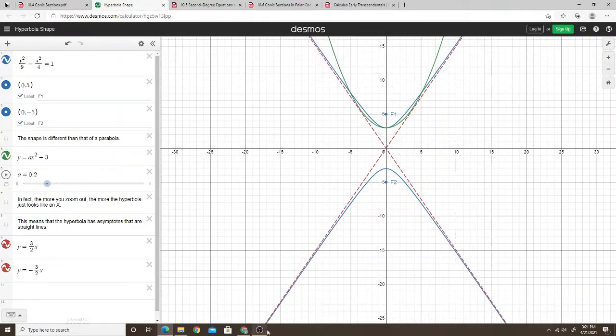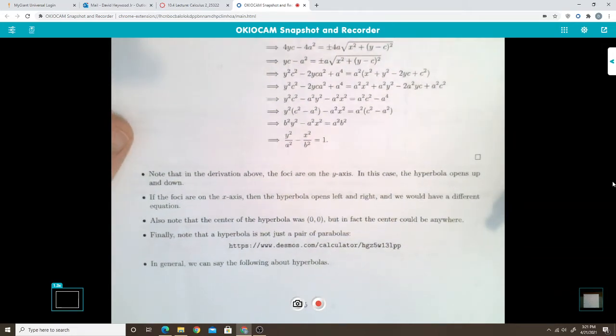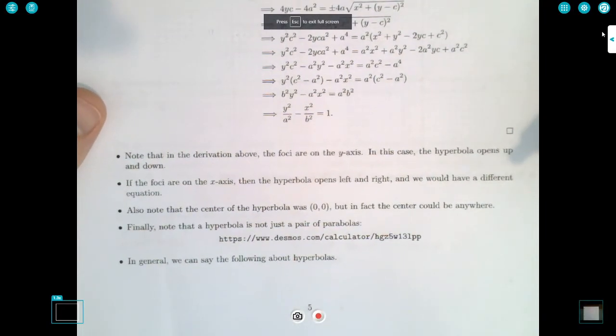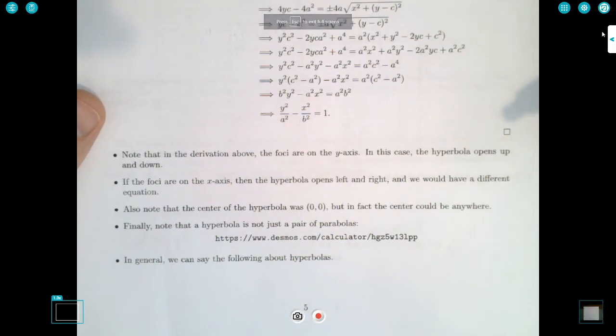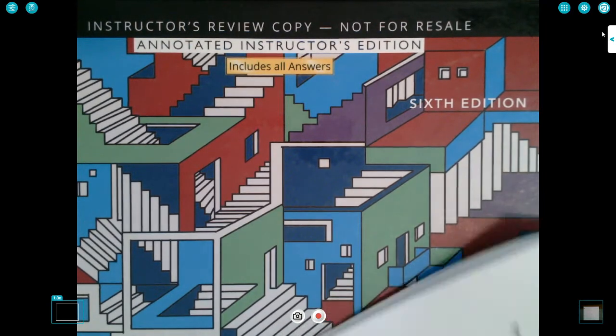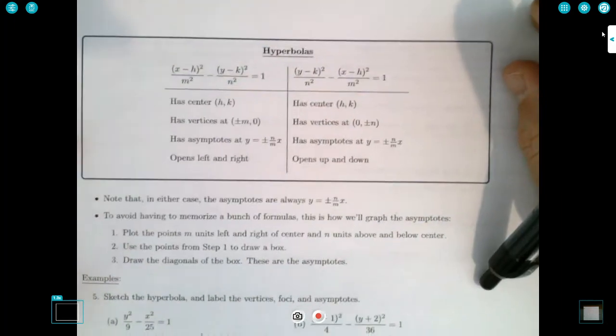Which is not the kind of behavior that a hyperbola exhibits. So the point is, a hyperbola is not just a wide parabola. It's not just two parabolas stacked on top of each other or next to each other. It's got a different shape, right? And as we saw, it approaches these asymptotes. So most of the work for graphing a hyperbola involves finding what those asymptotes are. Okay. So, but here's how we'll do it, okay?